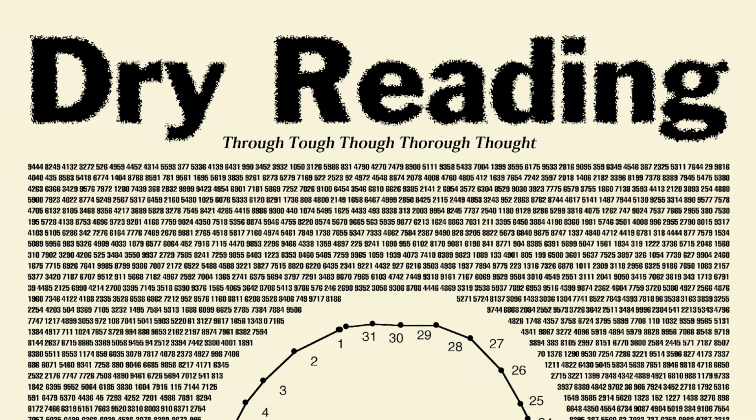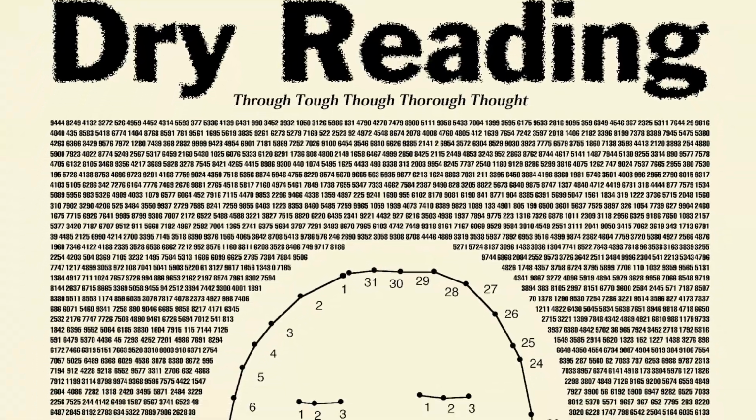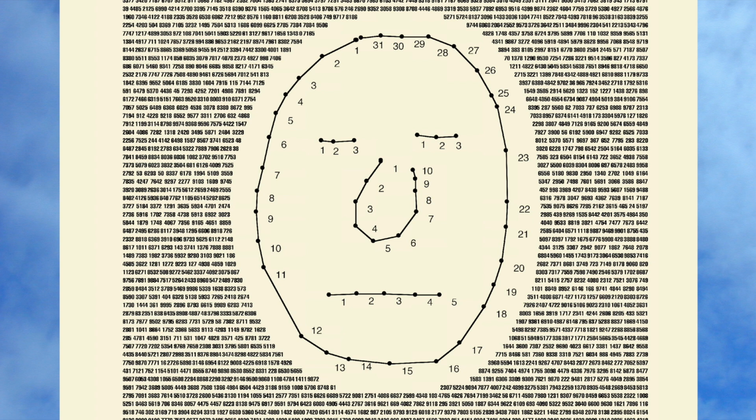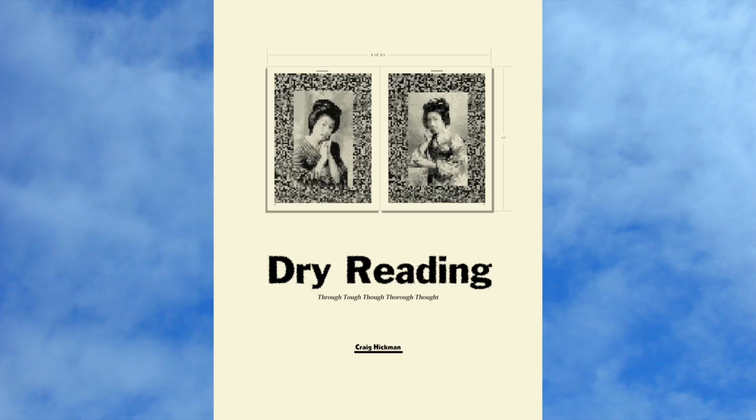Let's take a look at a few pages. The title font was modified through programming to have fuzzy pixelated edges. There is also a subtitle, Through Tough Though Thorough Thought, which is fun to say and look at. The main illustration is a kind of connect the dots drawing. Like Signal to Noise, Dry Reading's title page contains an illustration of more pages.